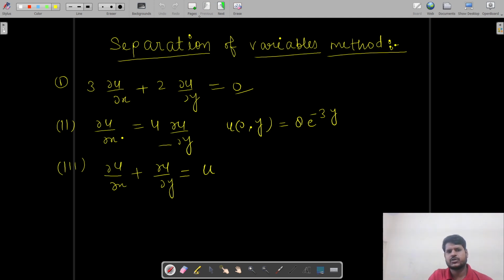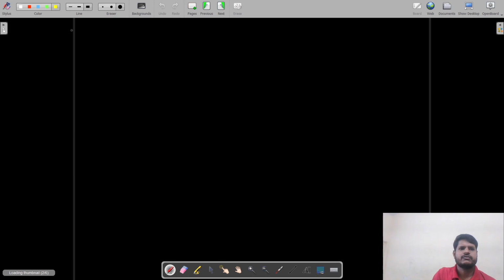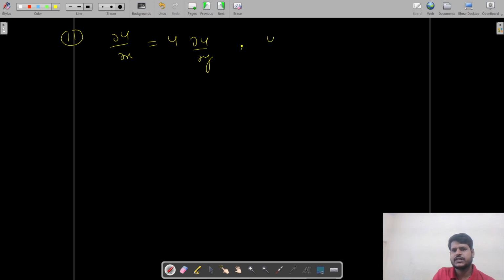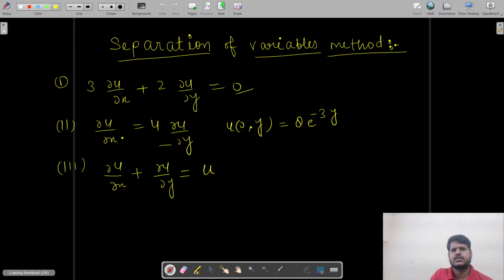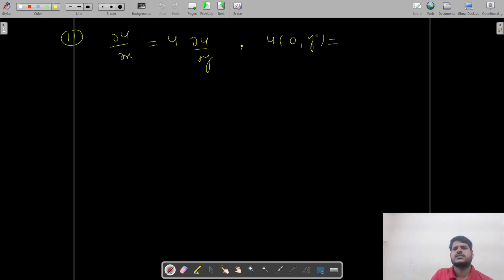We have the second problem. Partial u over partial x equal to 4 times partial u over partial y. There is a boundary or initial condition, u of 0 comma y equal to 8 e raised to power minus 3y. This is the problem, right. Again this is homogeneous, so we will use the concept of separation of variables method.